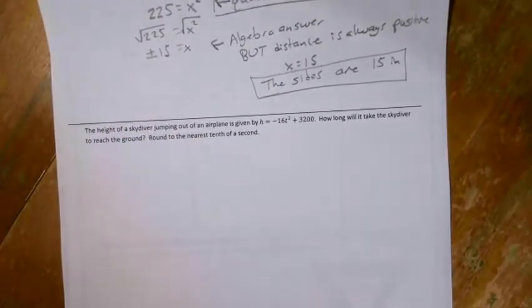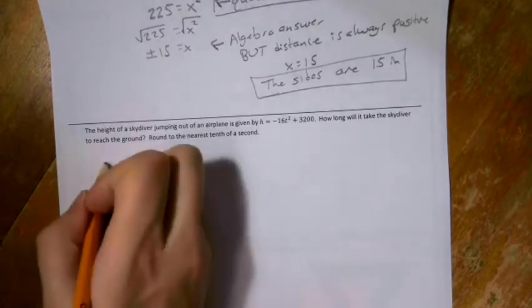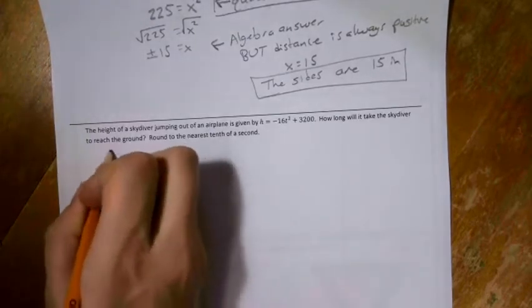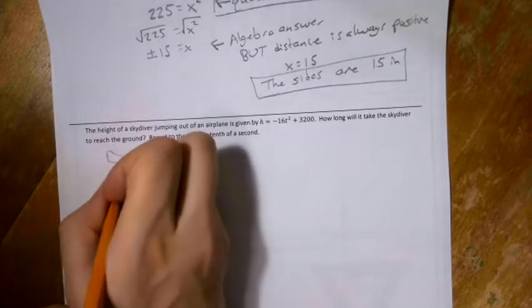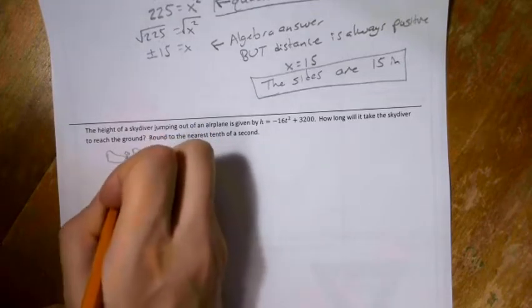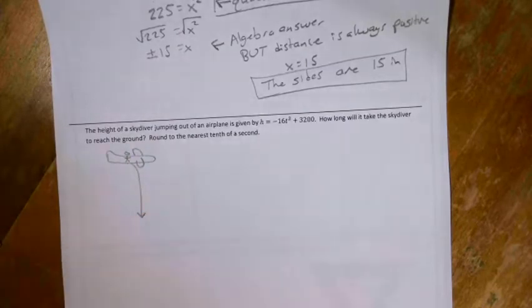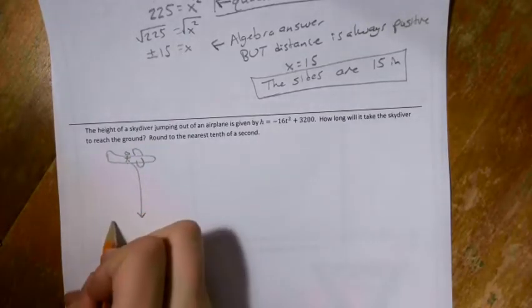All right, let's take a look at the skydiver question next. We have a skydiver jumping out of an airplane. I'm going to draw my little airplane up here actually. And then there's that. And then here's my little skydiver dude, and he's jumping out. Something like that. And here's the ground down here.